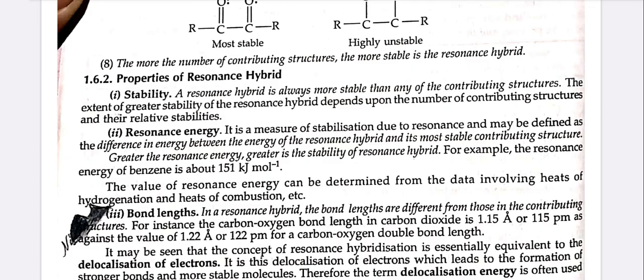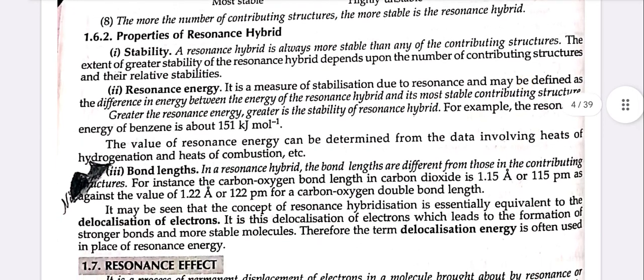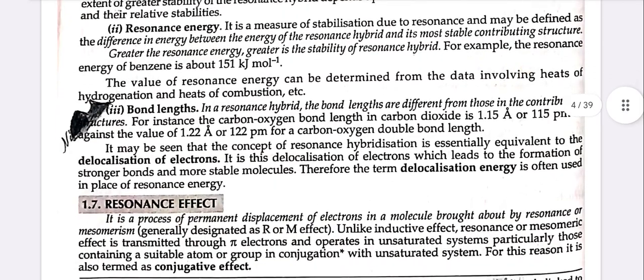Third, bond length. In a resonance hybrid, the bond lengths are different from those in the contributing structures. For instance, the carbon-oxygen bond length in carbon dioxide is 1.15 angstrom or 115 picometer, as against the value of 1.22 angstrom or 122 picometer for a carbon-oxygen double bond length. It may be seen that the concept of resonance hybridization is essentially equivalent to the delocalization of electrons. It is the delocalization of electrons which leads to the formation of stronger bonds and more stable molecules. Therefore, the term delocalization energy is often used in place of resonance energy.